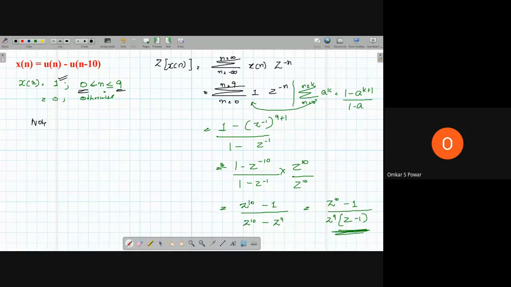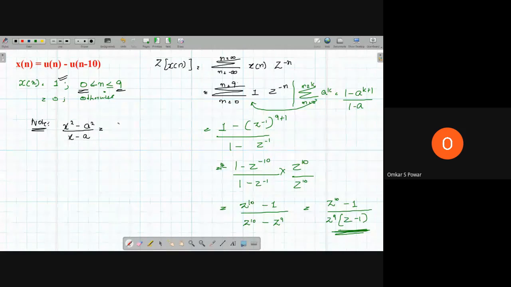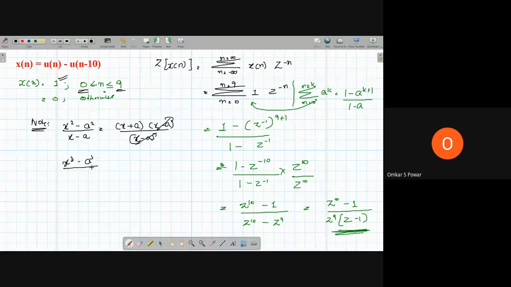Okay, so what is that? If you have the formula x squared minus a squared divided by x minus a, what you will get is, numerator x plus a into x minus a, and denominator x minus a. So your denominator term cancels out. Okay. Similarly, x cube minus a cube divided by x minus a. How can we simplify this one? x minus a into x squared plus ax plus a squared divided by x minus a. So your denominator term cancels out.